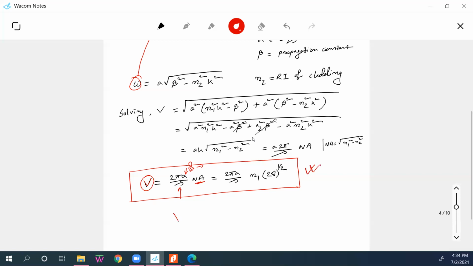The V parameter, which is the number of modes, is defined by 2 pi, which is a constant, times A or D, which is the diameter of the core, also a constant for a particular fiber. Lambda is a wavelength, also constant for a particular operation, and the numerical aperture is also constant because it is nothing but the N1 and N2 relation, the refractive index. So the V parameter is a fixed constant value for a particular fiber and particular wavelength.